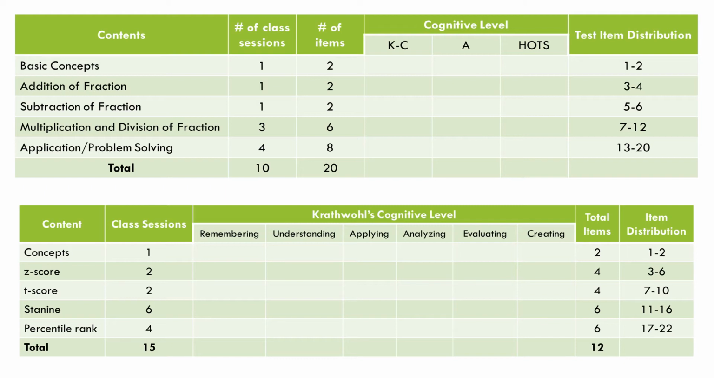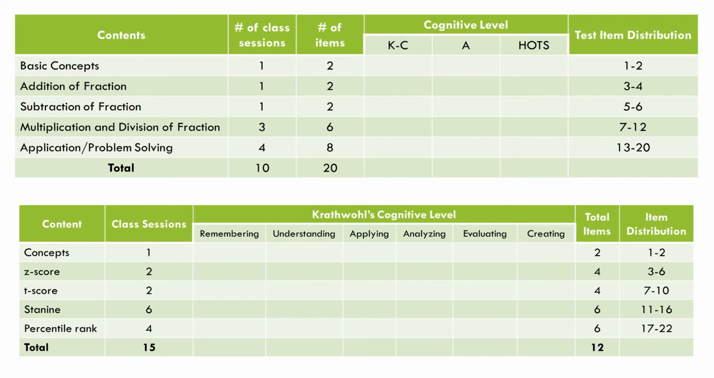And then the upper portion, that is format 2 of the table of specifications, the one-way table of specifications. And then the below one is what we call format 3 of the table of specifications. We call it the two-way table of specifications. Now, sir, what is the best table of specifications? Again, I cannot recommend the best table of specifications, but you can use different formats.